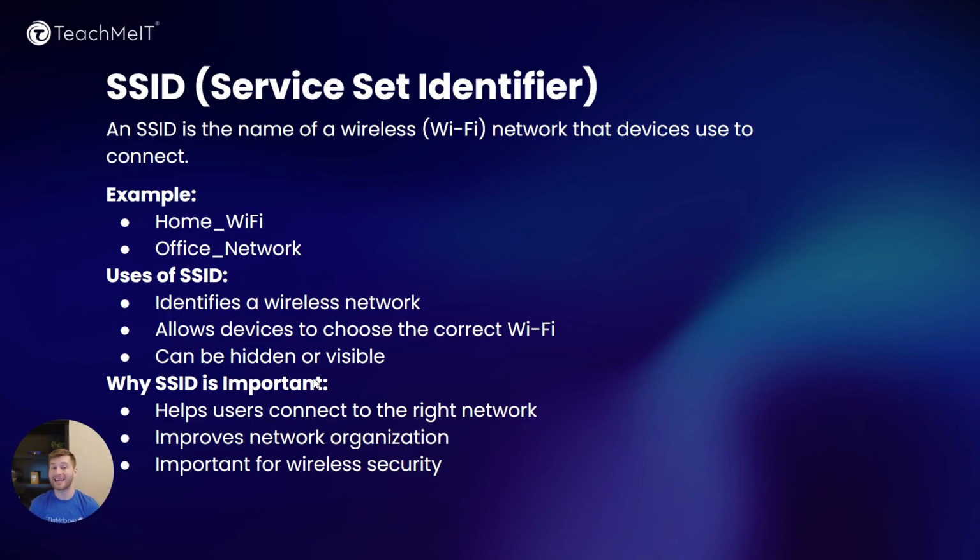SSIDs can also be hidden or visible. It is possible to completely hide your Wi-Fi by just going into the settings for your router on your computer and then removing the ability to broadcast publicly. So you can still connect to Wi-Fi, it's just not available in the list of SSIDs. You have to go in and manually enter it. It's a little bit more work to do that.